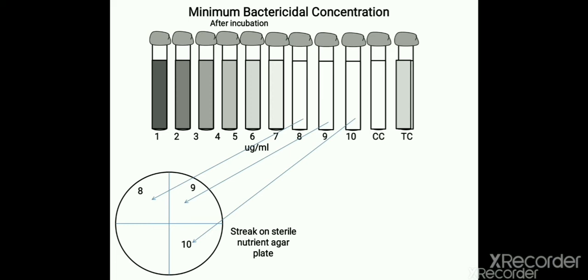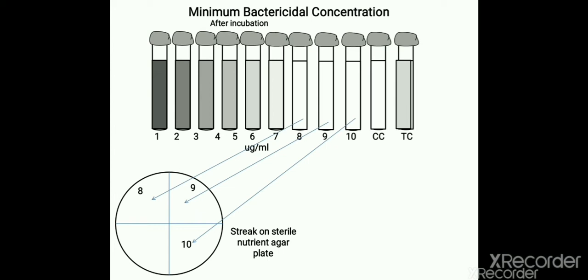A loopful of suspension from tube 8 is spotted onto a nutrient agar plate, tube 9 is again spotted onto the nutrient agar plate, and tube 10 is spotted onto the nutrient agar plate. This protocol is followed just to determine the presence of live organisms in tubes 8, 9 and 10. In the earlier analysis, we determined minimum inhibitory concentration, that means the concentration required to inhibit the growth. In this analysis of minimum bactericidal concentration, as the word indicates, bactericidal means the concentration required to kill the indicator organism. Inhibition can be temporary, but bactericidal concentration is a concentration of antibiotic that kills the organism. Therefore, this analysis is done.